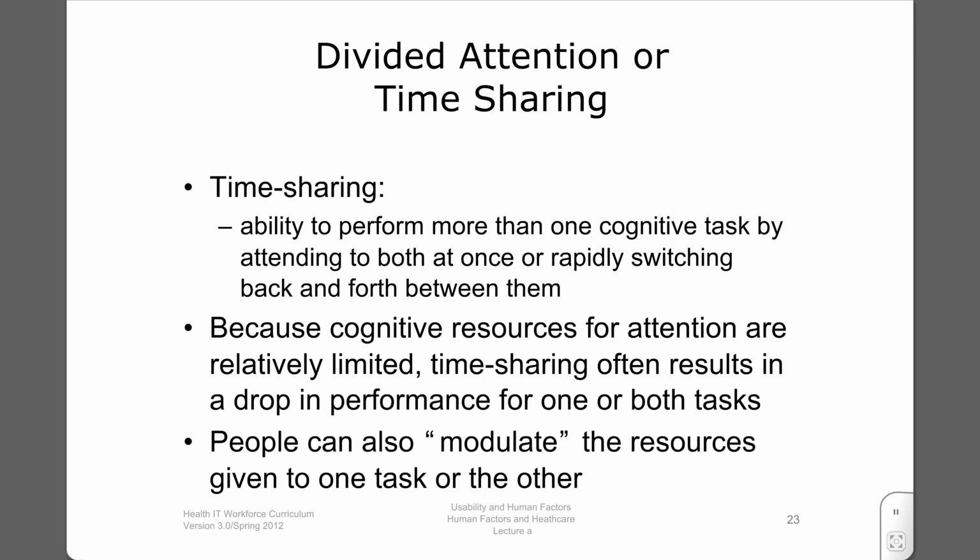Time sharing refers to the ability to perform more than one cognitive task by attending to both at once, or rapidly switching back and forth between them. We routinely divide our attention when working on our computer. We may be writing, listening to music, and watching out for an important email. However, given the fact that cognitive resources for attention are relatively limited, time sharing often results in a drop in performance for one or both tasks. We can modulate our attention resources by giving more attention to the task that is more important at the moment.